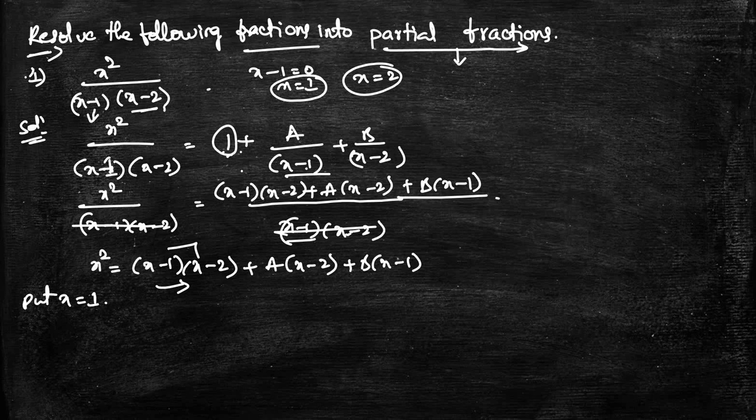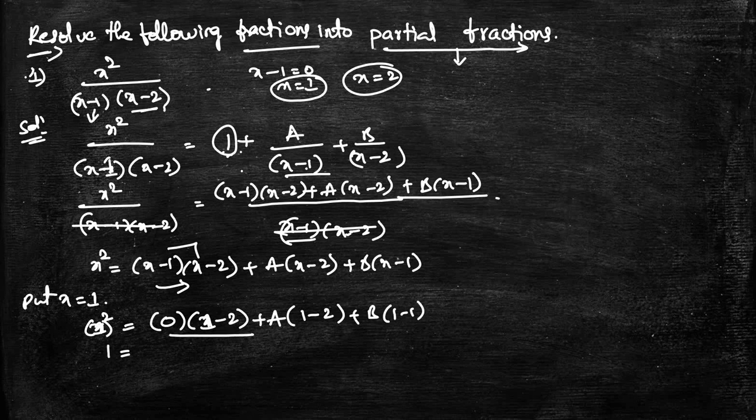So if I take x is equal to 1, x square means 1 square is equal to, x minus 1 becomes 0, and x minus 2 becomes 1 minus 2, plus a into 1 minus 2 plus b into 1 minus 1. So here 1 is equal to, this total becomes 0 and this will also be 0, so minus a will come here. So a is equal to minus 1, okay. This is one value we got, a.